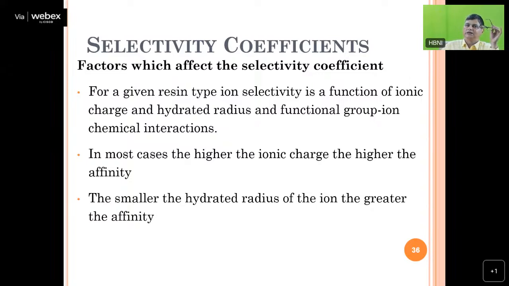In most cases, the higher the ionic charge, the higher the affinity. The smaller the hydrated radius of the ion, the greater the affinity. So it depends on both: if the ionic charge is higher, the affinity is more. Even if the hydrated radius is low, it also has the higher affinity.